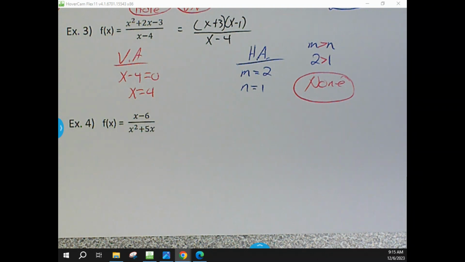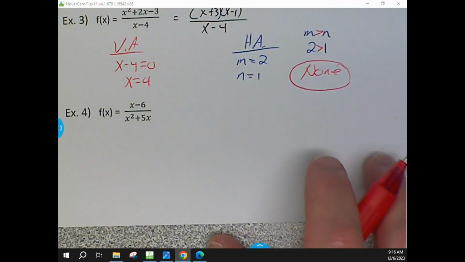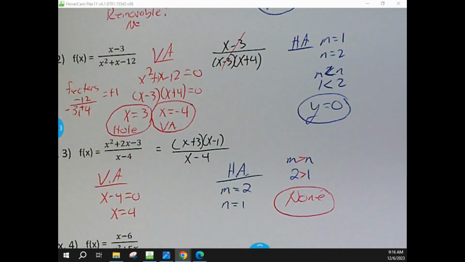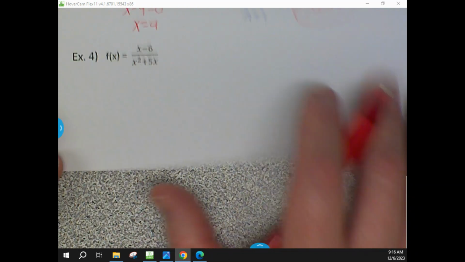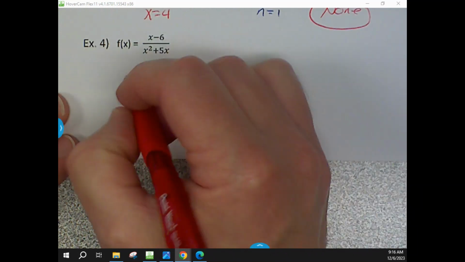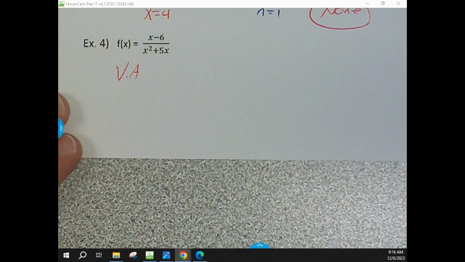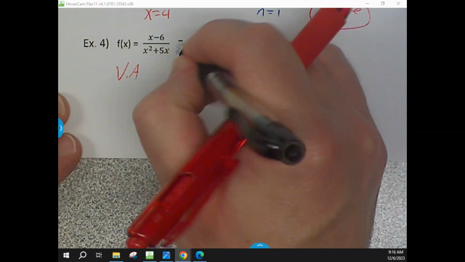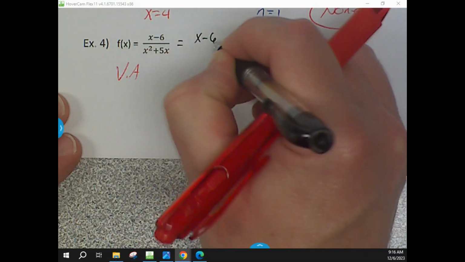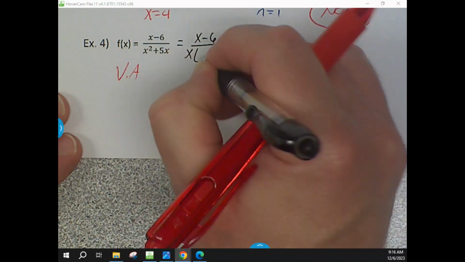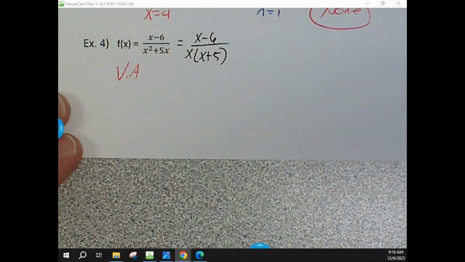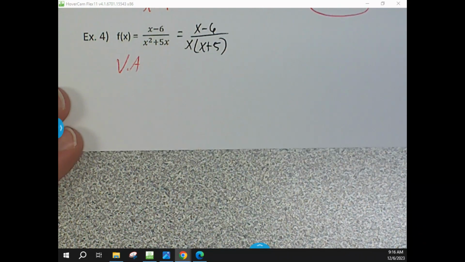Okay, one more, and then we'll actually start graphing these. You may get to the point where on some of these, you may want to just go ahead and start factoring everything out before you do anything at all. So for this one, it's x minus 6 on top. We can factor out an x on the bottom and make it x times x plus 5. But again, there's still nothing that cancels in this thing.